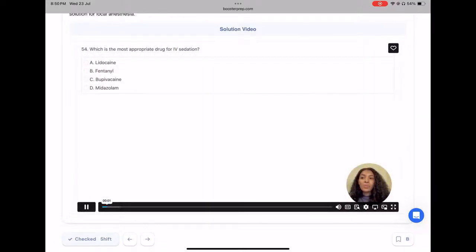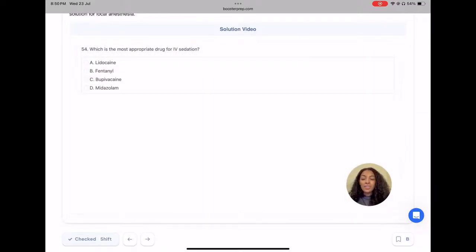Question 54 reads, which is the most appropriate drug for IV sedation? So option A is lidocaine. This is an amide anesthetic that is used as a local anesthetic or as a topical anesthetic ointment, but not IV, so this would be incorrect.